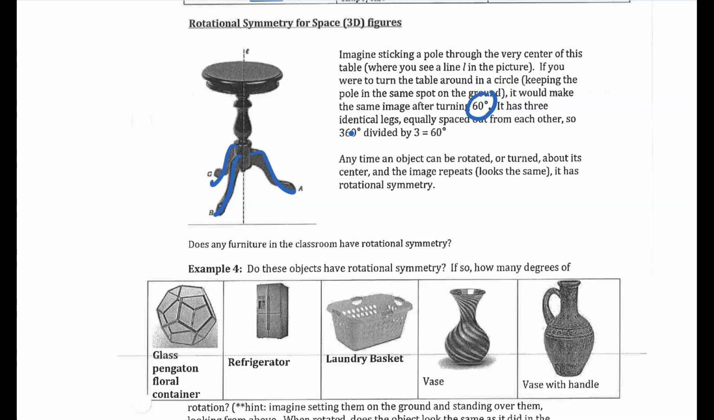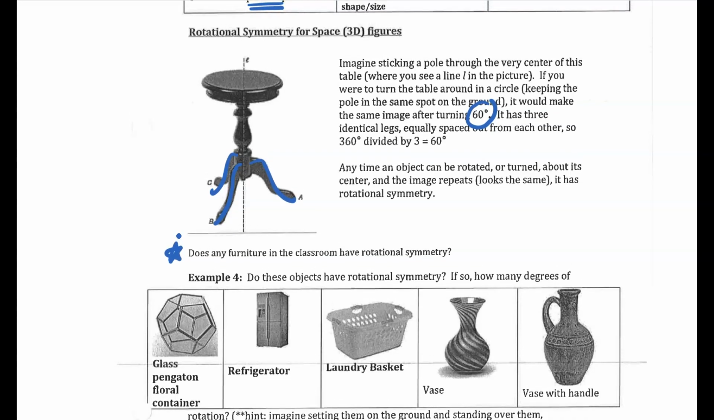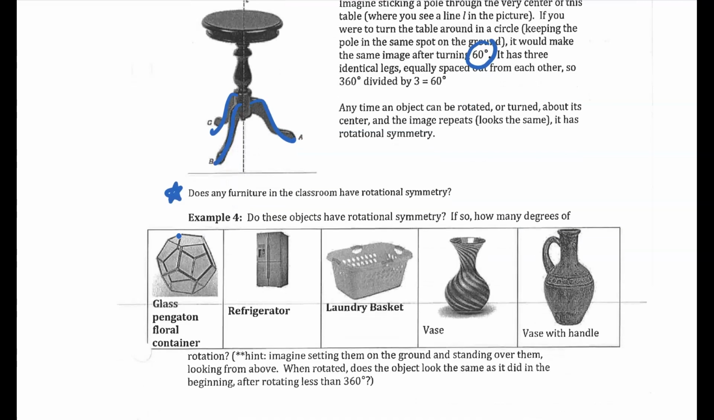So I pose a question here. Does any furniture in our classroom have rotational symmetry? Well, we're not in a classroom right now, but look around your home. Are there any objects, maybe the table, if you're sitting at a table, if it's a table with a square top, usually those have rotational symmetry.